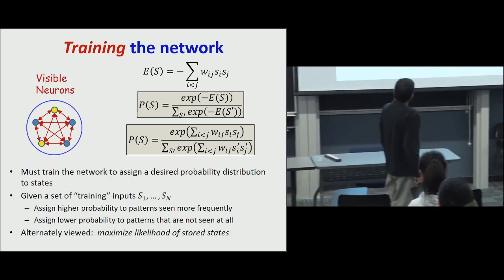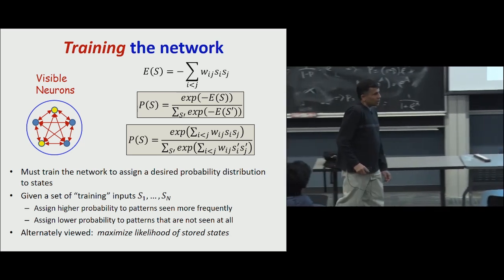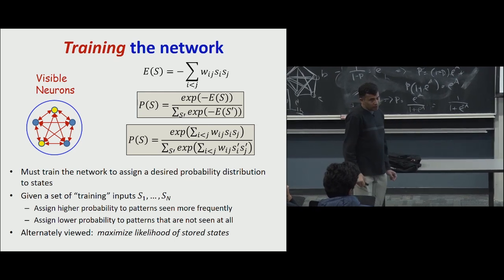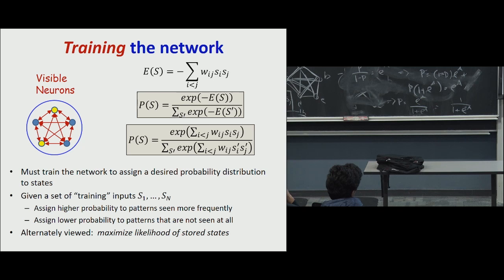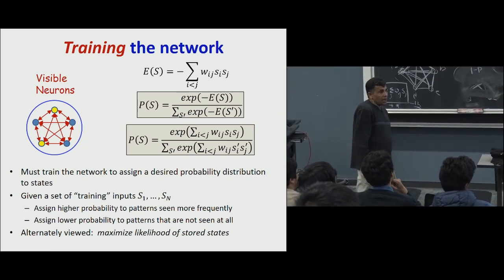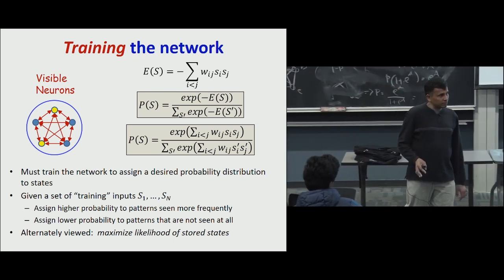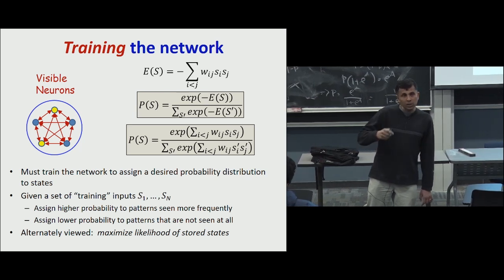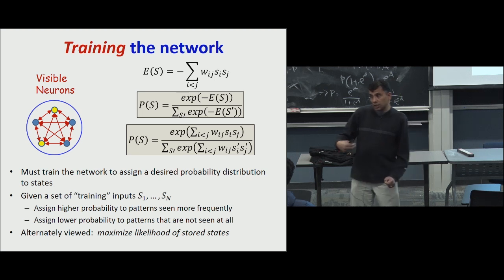So if you're given a set of training instances S1 through Sn, you want to assign higher probabilities to patterns seen more frequently. You want to assign lower probabilities to patterns seen less frequently in your training instances, and you want to assign lower probabilities still to things that are not in the set. Make sense? We're just restating what we did in terms of energy, now in terms of probability.